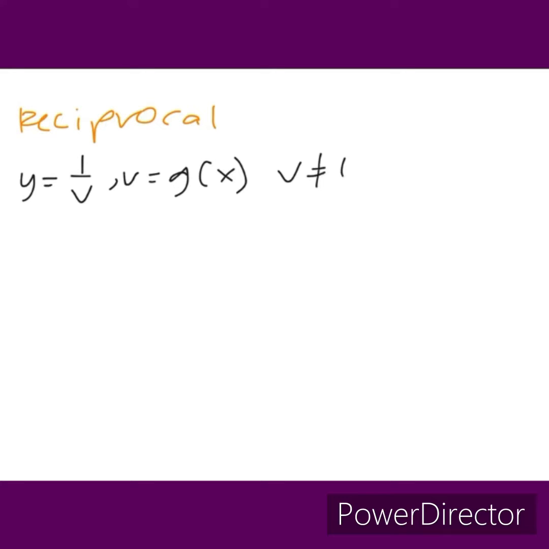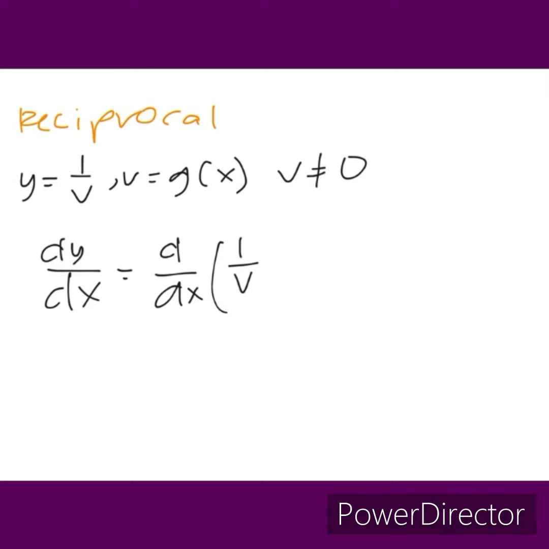Next rule, the derivative of reciprocal. The derivative of reciprocal of a function is the negative of the derivative of a function divided by the function squared. So let y is equal to 1 over v, where v is equal to g of x, is a differentiable function of x, and v is not equal to 0.